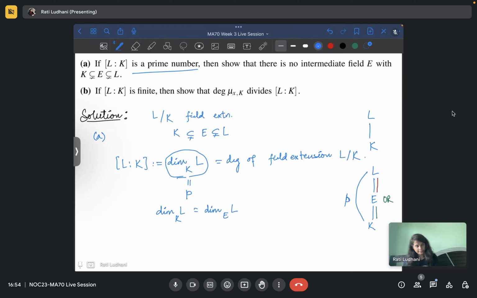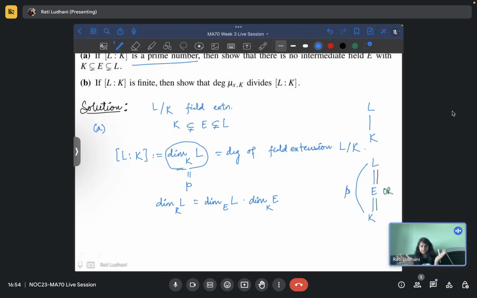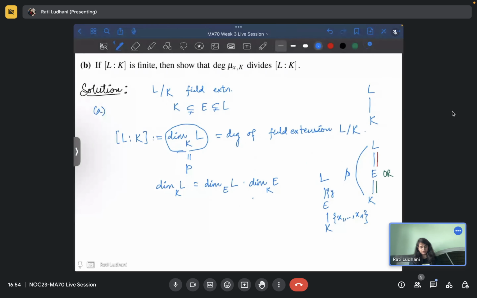Yes, the dimension of L over K, E over K. Right, exactly. We can even prove that as a vector space. You take a basis of E over K, let's say x1 to xn, some basis. And because this is a vector space, you have this basis y1 to ym over this, over E.